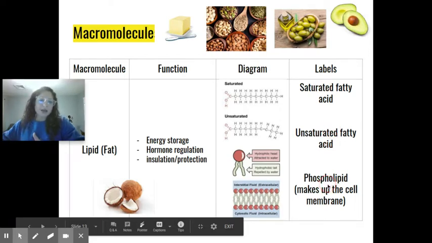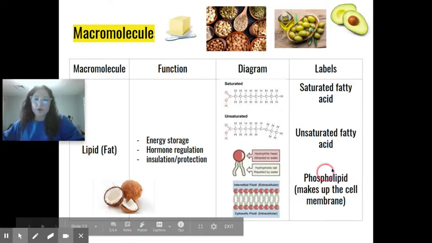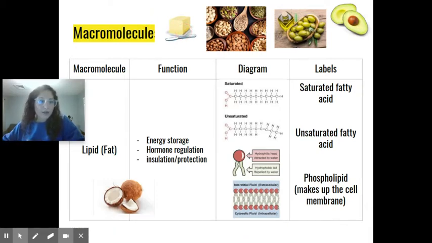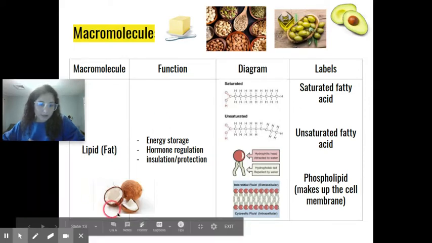Now, let's talk about different foods that are high in lipids. So, butter is definitely one of them. Any type of oil, so olive oil, avocado oil, peanut oil, canola oil, vegetable oil. There's probably a bunch of other types. Oh, coconut oil and coconuts down here. Those are also high in lipids.